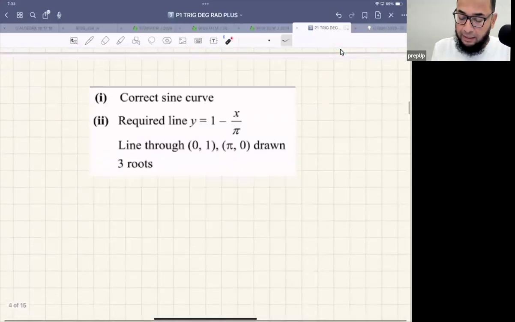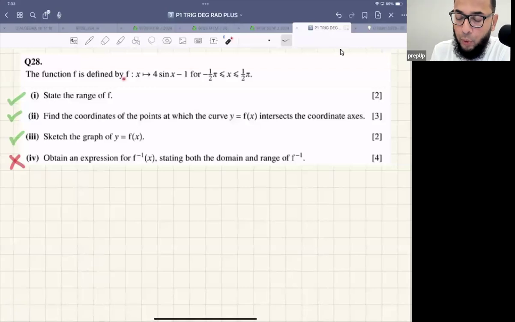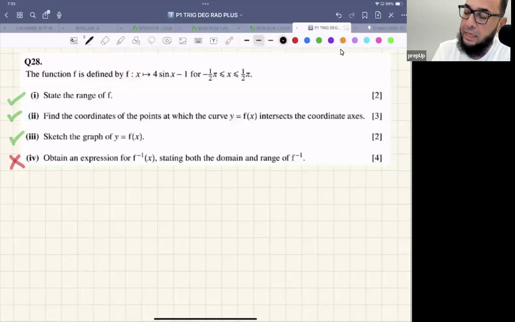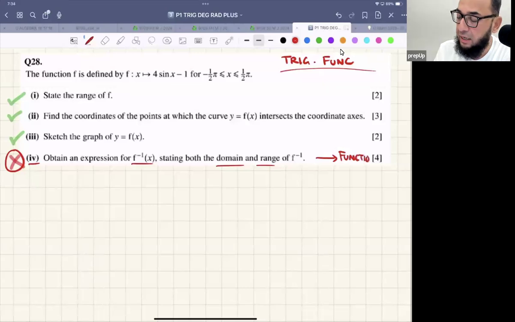So now that thing is done. Let's move to the next question. Now this is a question in which y is replaced with fx. So basically this is a trig function question. Since we have not officially studied function, that is why I have skipped this part, which is about inverse and domain and range, that we will study when we are done with functions.